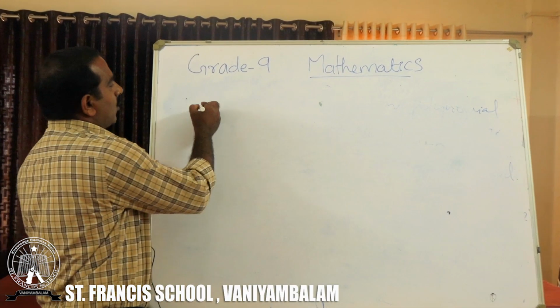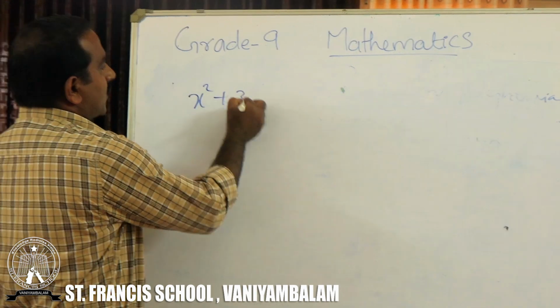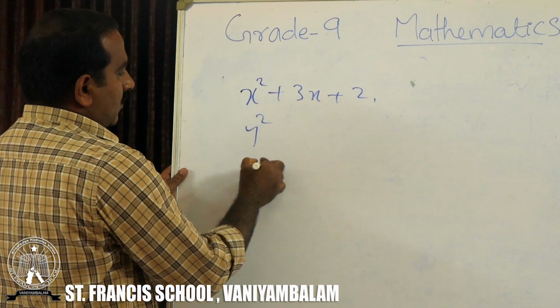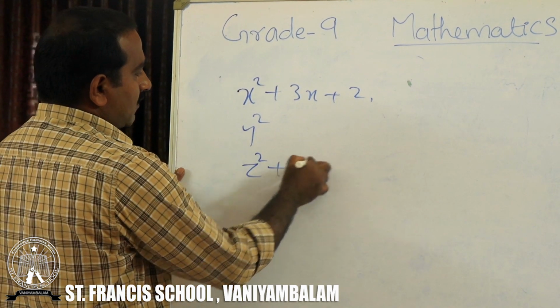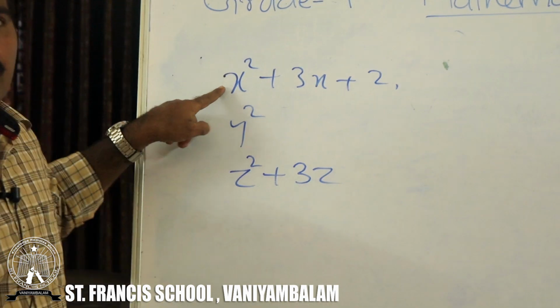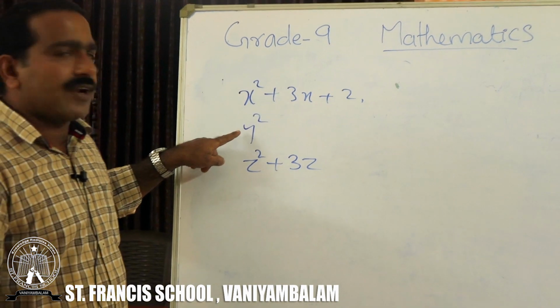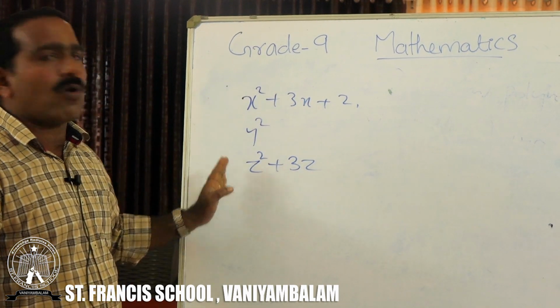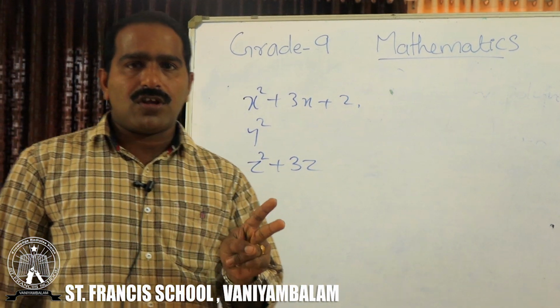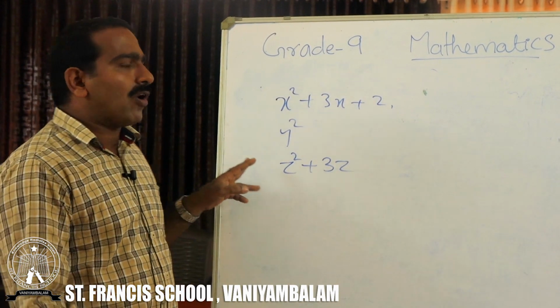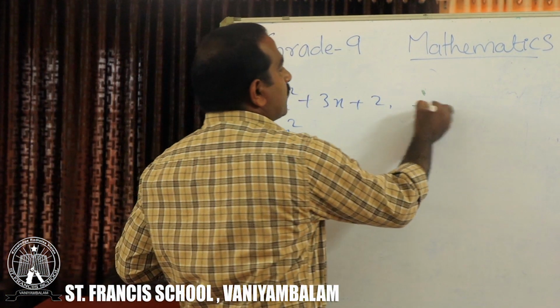Now consider the polynomials x square plus 3x plus 2, y square, z square plus 3z. Consider these polynomials. What is the degree of these polynomials? Here the degree of the polynomial is 2, 2, 2. So these three polynomials have degree 2. If a polynomial has degree 2, such a polynomial is called a quadratic polynomial.